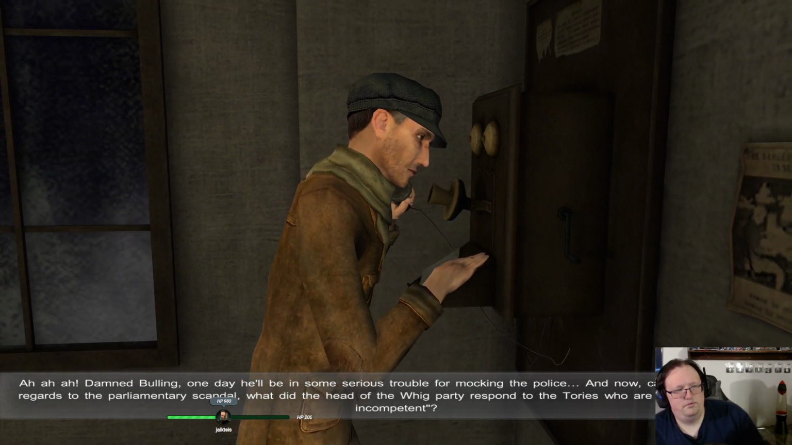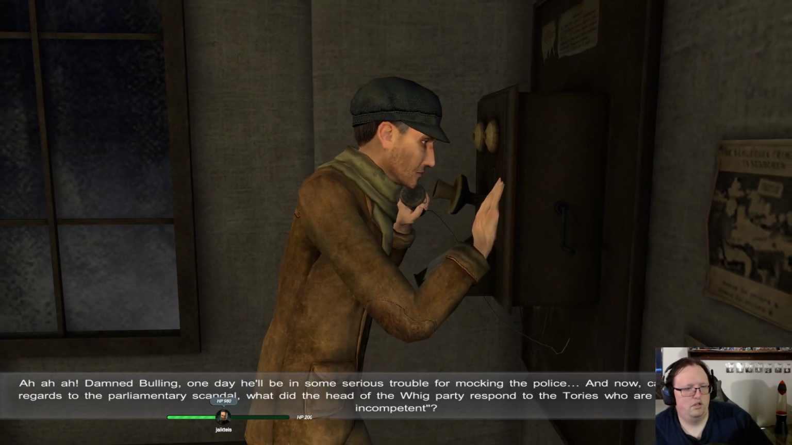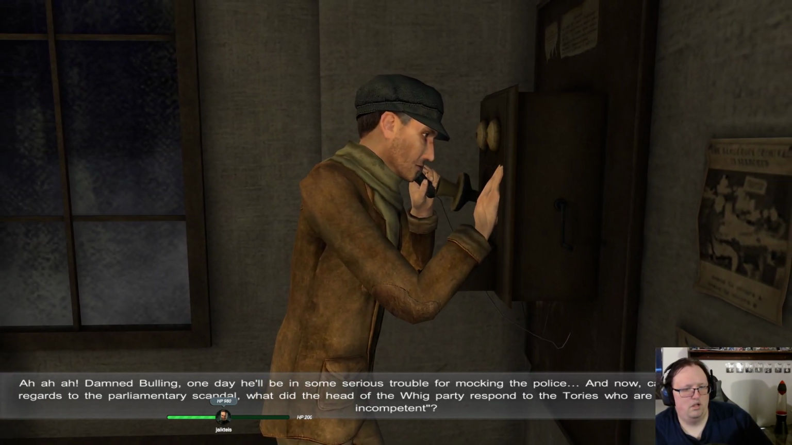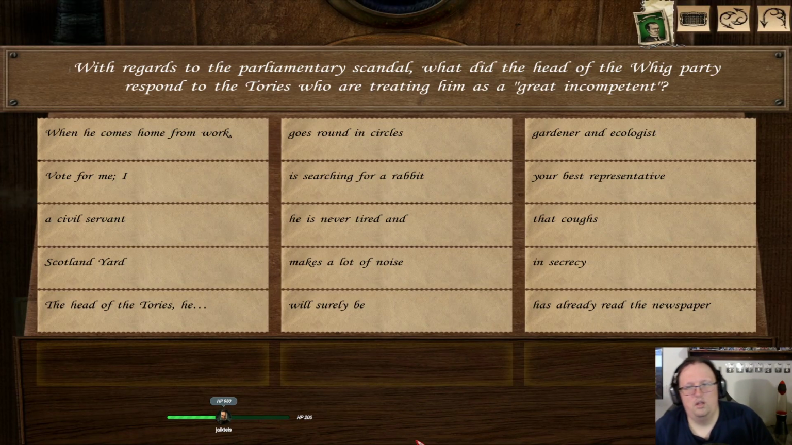And now, can you tell me, with regards to the parliamentary scandal, what did the head of the Whig Party respond to the Tories who were treating him as a great incompetent?